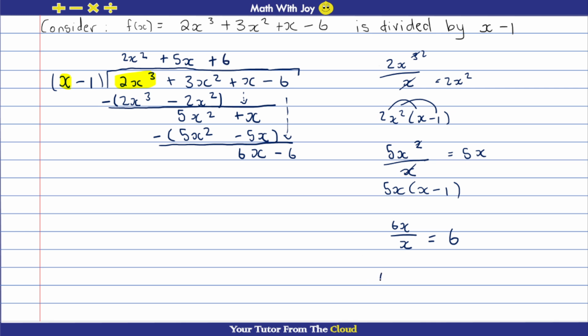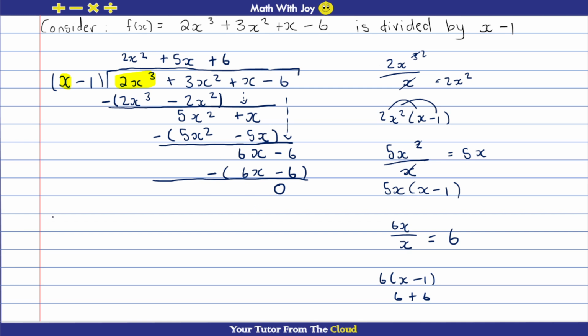And then we take that 6, we multiply it by the bracket of x minus 1 to get 6x minus 6. Right. So now we want to subtract this bracket from the one at the top. So that's 6x minus 6x gives us 0. Minus 6 minus minus 6 is the same thing as minus 6 plus 6, which is then 0. So there's no remainder over here.